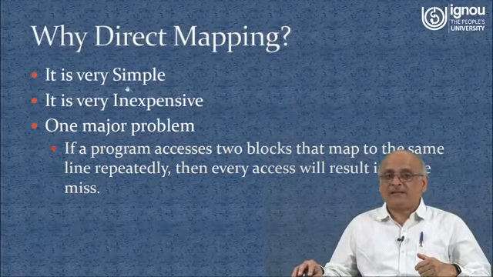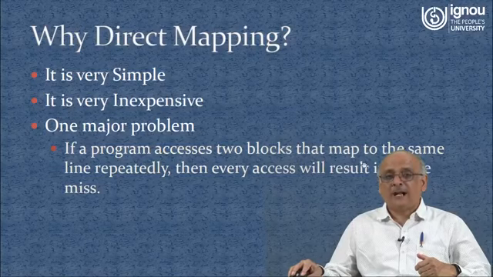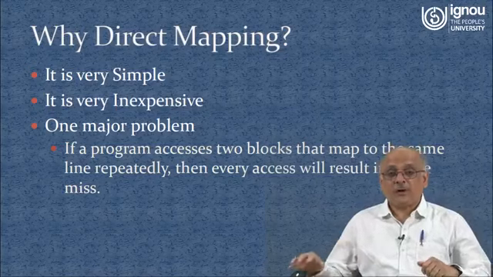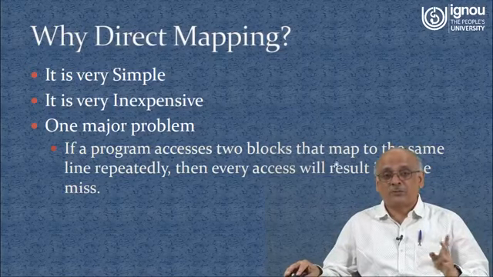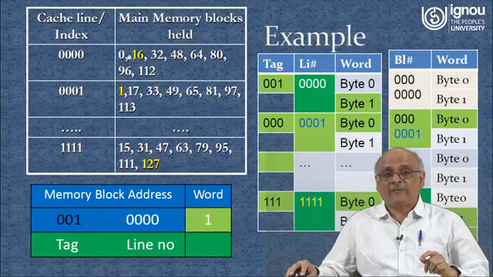Now why direct mapping? It is very simple and very inexpensive, but it has a major problem. If a program accesses two blocks that map to the same line repeatedly, then every access will result in a cache miss. That is one of the major problems. For example, in our case, if we are referring to 16 and 32 repeatedly, these two locations repeatedly, then every time, first you access 16, then you access 32.